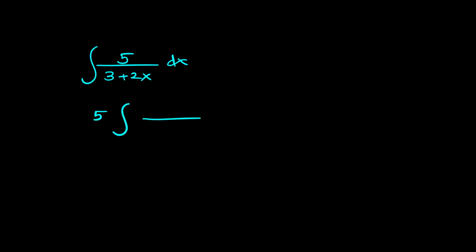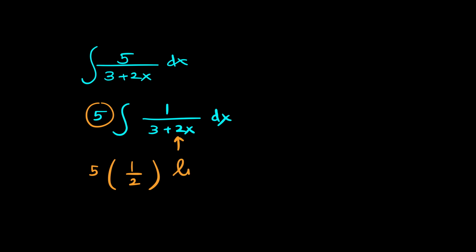What happens if there is a constant besides 1? 5 over 3 plus 2x dx. Just take this 5 outside of the integral sign. This is 1 over 3 plus 2x dx. Now, the coefficient of x is 2. This 5 remains as it is, multiplying with 1 over 2 ln|3 + 2x| plus c.